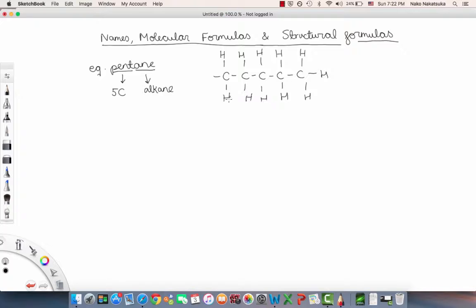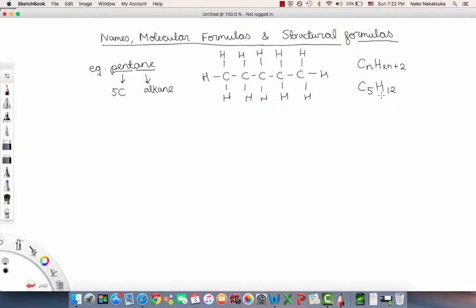So let me just finish drawing this out for you. And remember, the formula for alkanes is CnH2n+2. So let's test that out with this. You have 5 carbons, so n equals 5. 5 times 2 is 10, plus 2 is 12. And that's exactly what we have right here. But this is the molecular formula, C5H12.